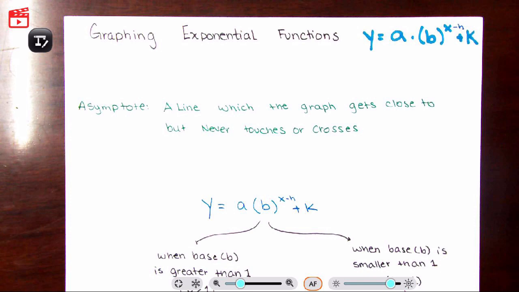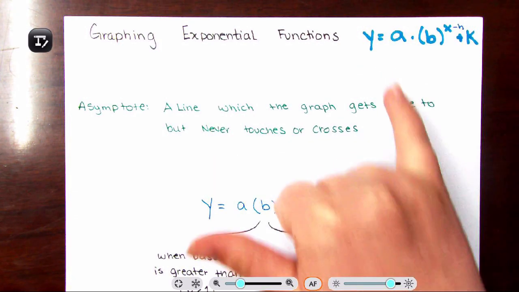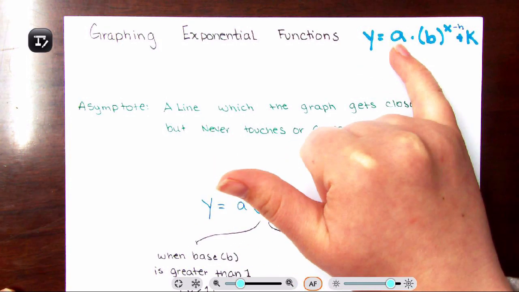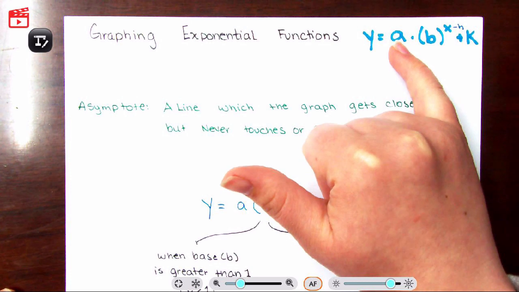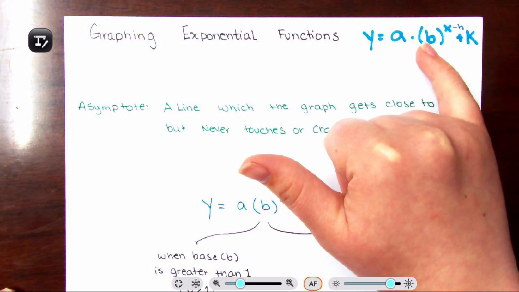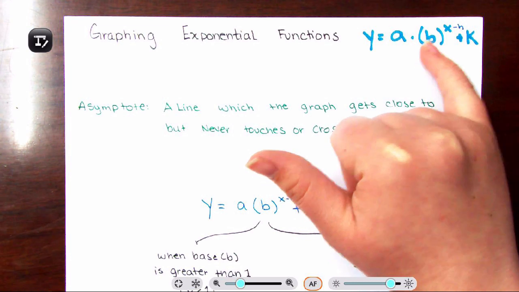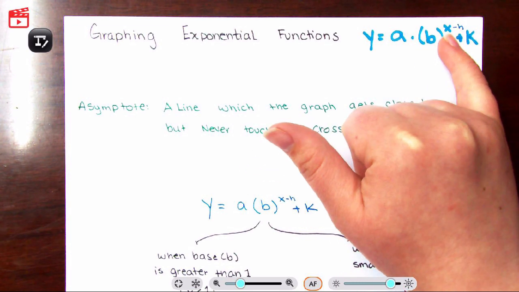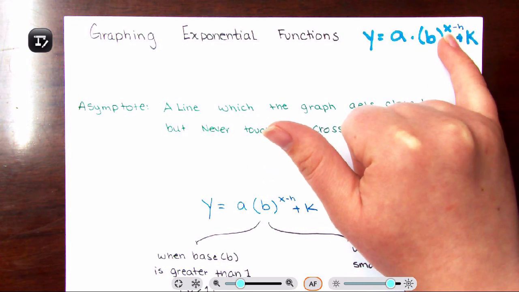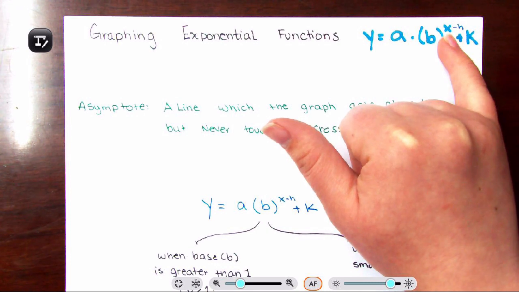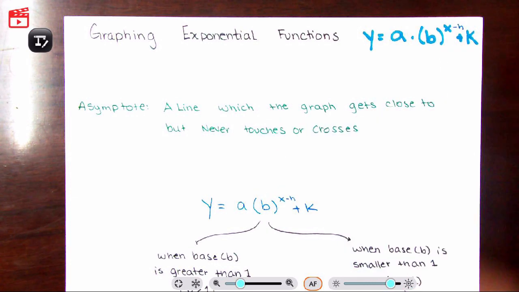All right, so we have our general form of the exponential function equation. Here I have y, you can have f of x, it doesn't matter. But we have a, which is the leading coefficient or leading term, times b, which is your base. The exponent is x minus h, both the x and the minus h are in the exponential placement. And then we have our plus k.